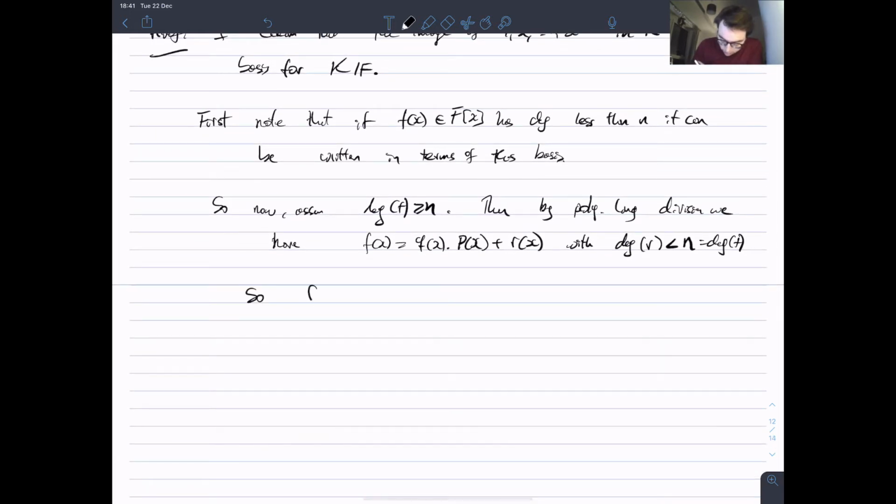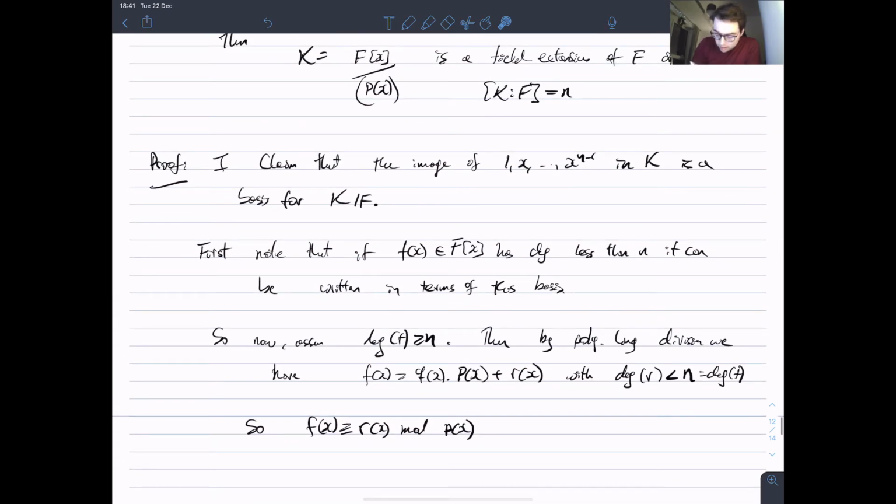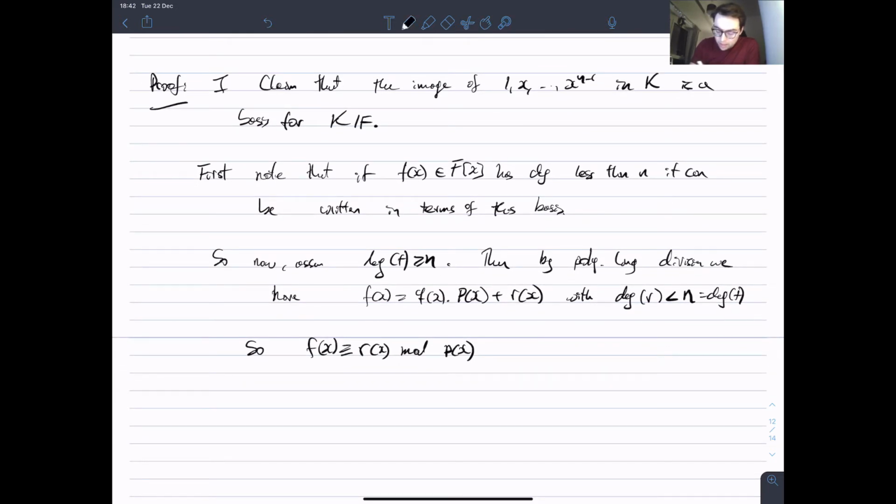So f(x) is congruent to r(x) modulo p(x). If I think of what this polynomial looks like in K, this q(x) times p(x) is in the ideal generated by p(x). So once you forget what's in this ideal, f(x) just looks like r(x). So in K, f(x) just looks like whatever r(x) is. So not p(x). I write this modulo this ideal.